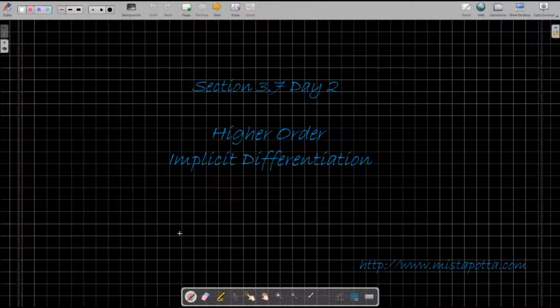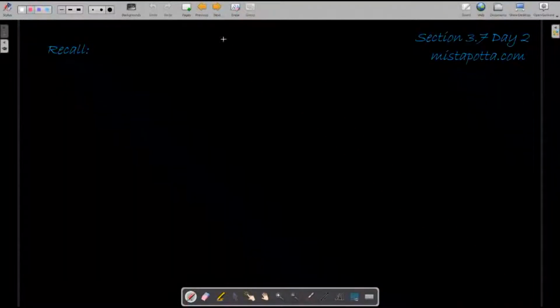Today what we're going to do is take a look at higher order derivatives using implicit differentiation. So one of the things that we need to recall is that whenever I'm trying to find y double prime, remember that that's really the derivative of y prime.